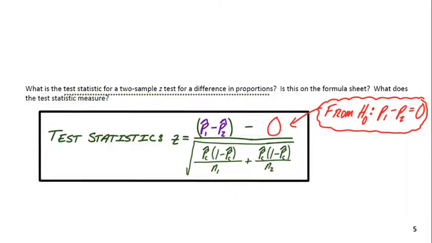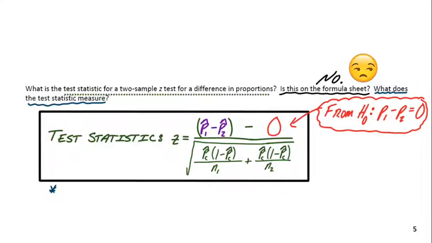So that's our test statistic. No, it's not on the formula sheet. The formula sheet says something really general, like sample statistic minus population parameter divided by standard deviation of statistic, right? It says something really general. So no, this one, the way it's written, is not on the formula sheet.